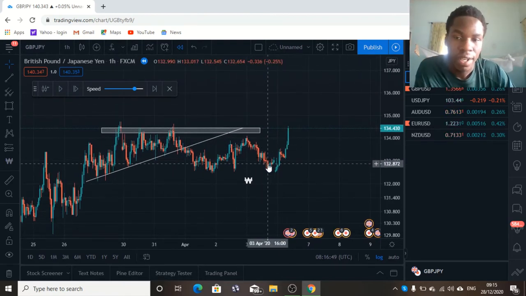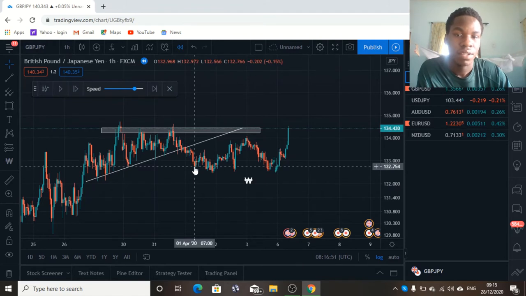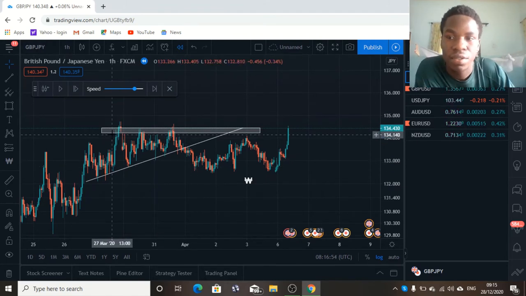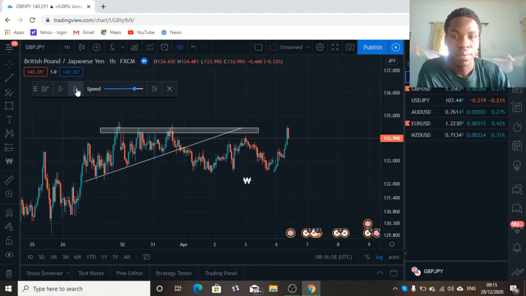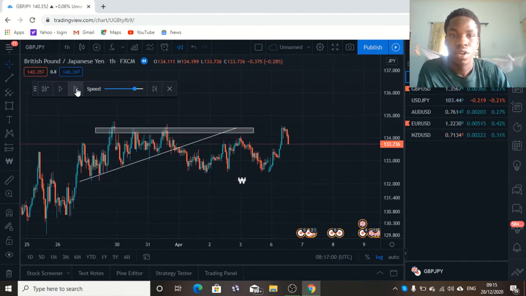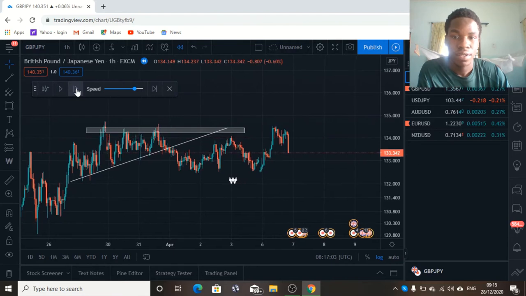So let's go with another one. All I'm looking for here are M's and W's going with the trend. Easy, I'm not using any indicator or whatever. Just making stuff really easy for everybody. So let's go to the next one. Let's look for another setup.